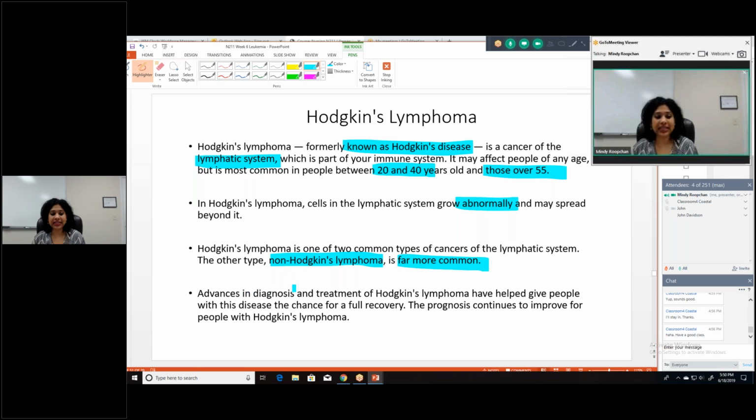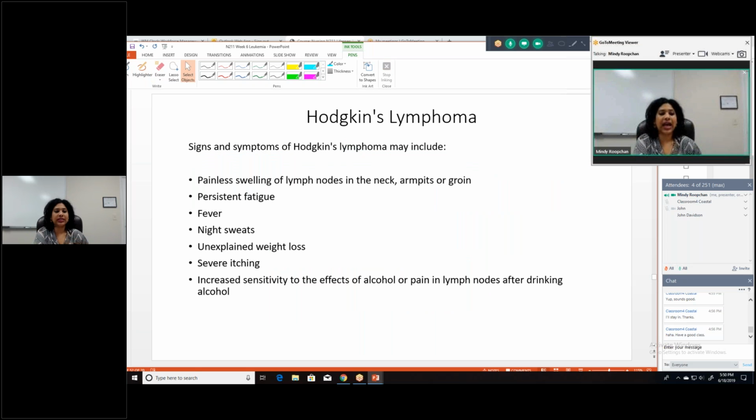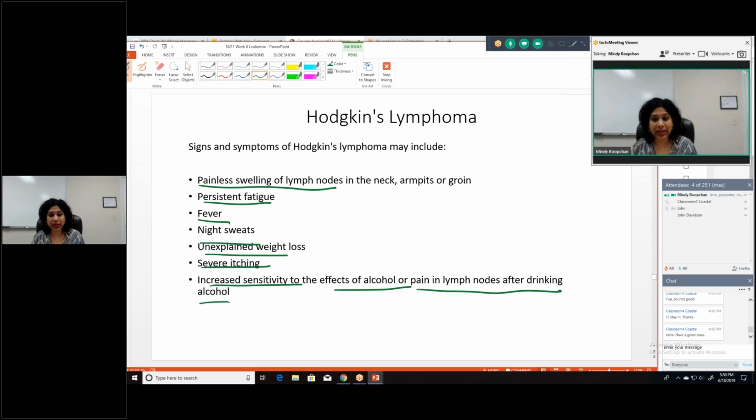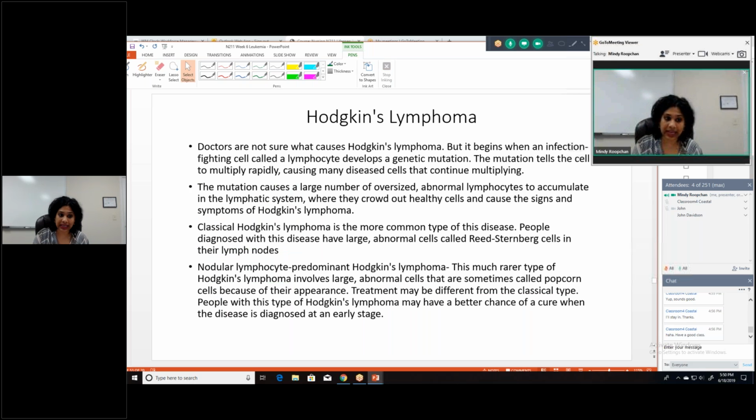Advances in diagnosis and treatment of Hodgkin's have helped people with this disease have full recovery, and the prognosis continues to improve for people that have Hodgkin's lymphoma. So the signs and symptoms of Hodgkin's are going to be, once again, painless swelling of the lymph nodes, persistent fatigue, fever, night sweats, weight loss, itching. We haven't seen itching so much yet. Increased sensitivity to the effects of alcohol or pain in the nodes after drinking alcohol. We haven't seen that yet.